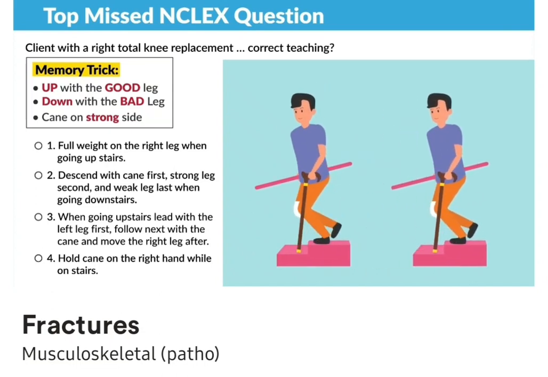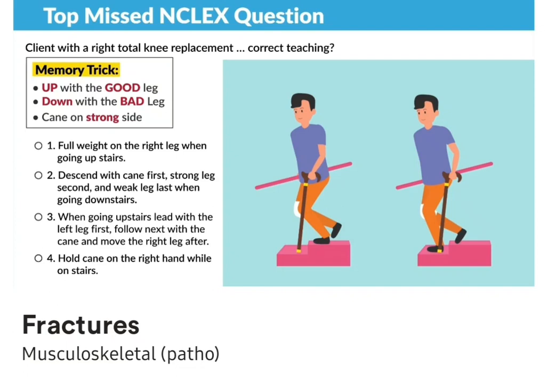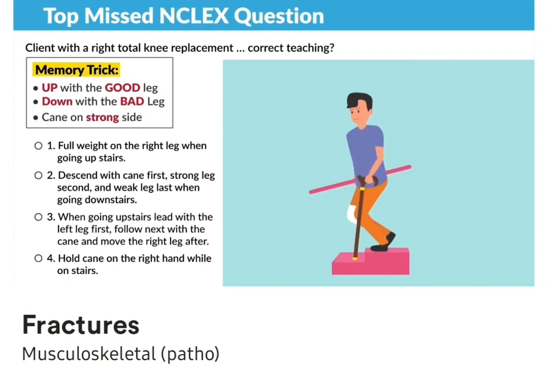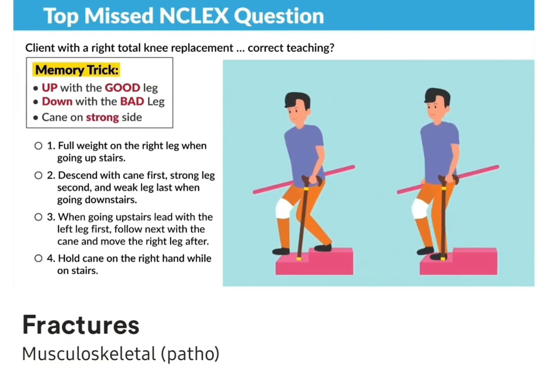That sounds pretty good. Strong leg second, and the weak leg last when going downstairs. No. Down with the bad. So descend with the cane, that was good. But then the weaker leg, the right leg, should go next, and then the strong leg last.